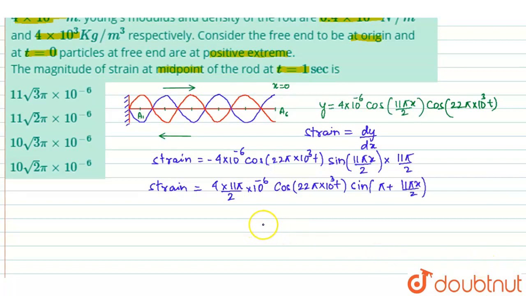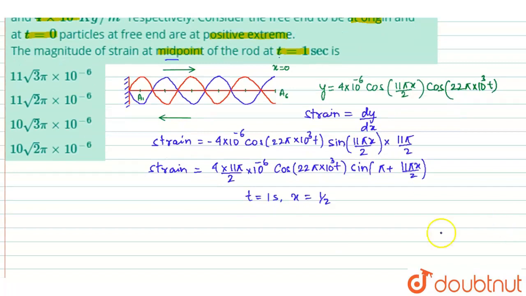Now what else do we need to find out? We have to find the magnitude of strain at the midpoint of the rod at t equals 1 second. So we have to place the value t equals 1 second, and x at the midpoint of the rod is 1 upon 2. So let us put the values here. What you are going to get is the strain at the midpoint, which will be 2 into 11 pi into 10 raised to the power minus 6.